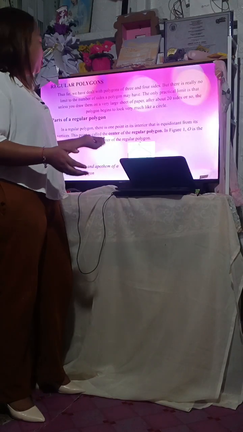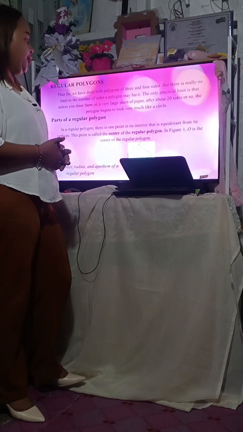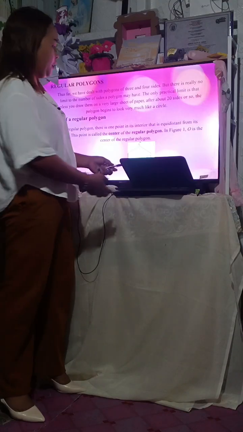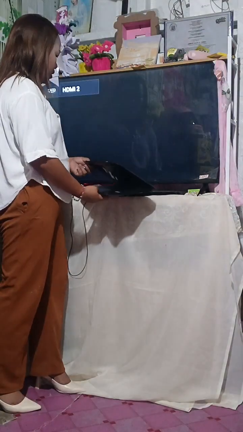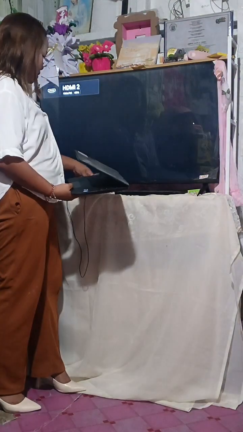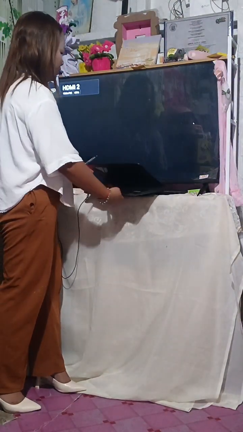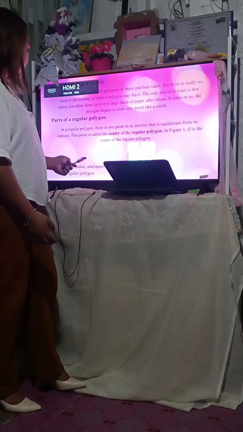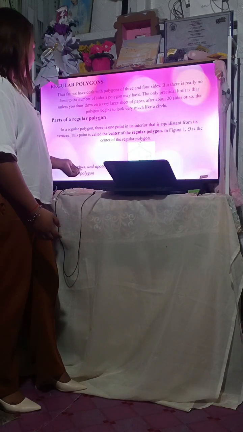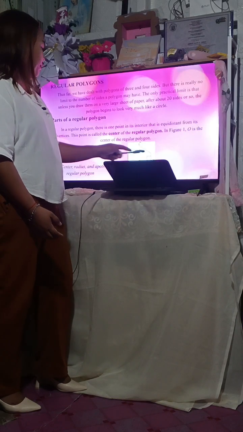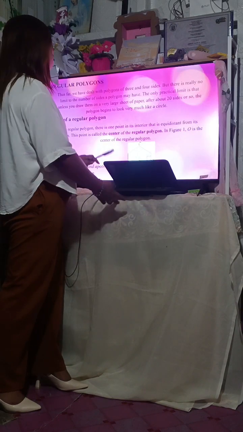In a regular polygon, there is one point in its interior that is equidistant from its vertices. This point is called the center. So this one is our center. Center, radius, and apothem.